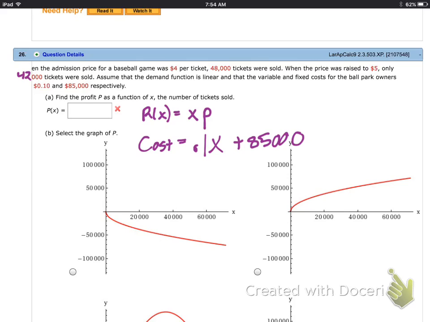Number 26 has two parts to it. One, there's a dollar price per ticket, and then how many tickets were sold, two different prices and tickets sold, to create a demand curve. We've done that before, where you plot the points and you make this demand curve. But what we haven't really talked about is how to do revenue. The formula for revenue is number of units times the price. So I have a little formula there that says R(x) equals x times p.